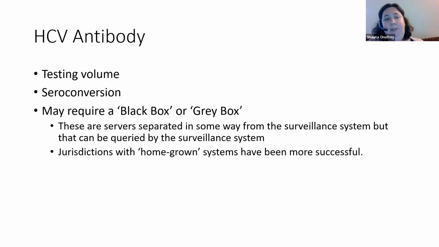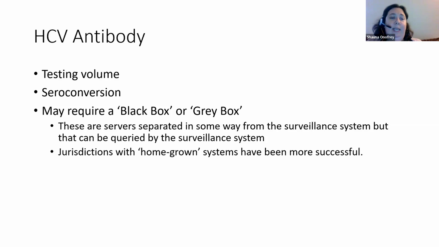With hepatitis C antibody, this is where we start getting into a question of a black box or a gray box, which is some sort of separate entity for holding these results. The idea is that there's not necessarily a reason for us to have person-specific test results on somebody who's tested negative. But a black box or a gray box allows a system to query so that you could find out information about seroconversion and potentially get some information on testing volume, which is also really helpful, especially if you can get some limited information on testing by different demographic information.